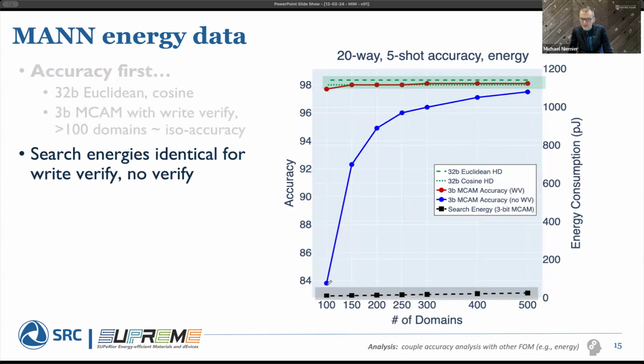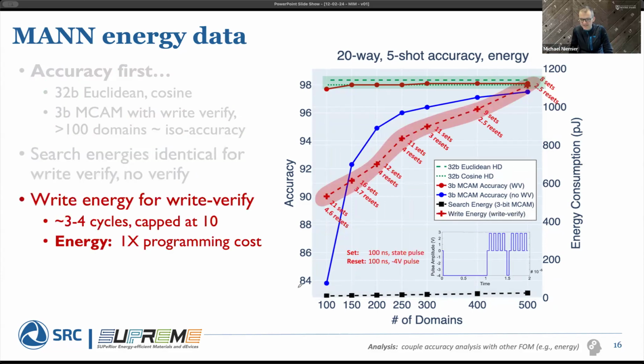Now, it begs the question, what happens with search energy? Search energy is going to be identical whether or not you use write verify, because you're just searching your associative memory in parallel, and whether you're reading the wrong data or more accurate data doesn't really matter. Search energy is going to be fixed. But the write energy is actually a more interesting question to study.